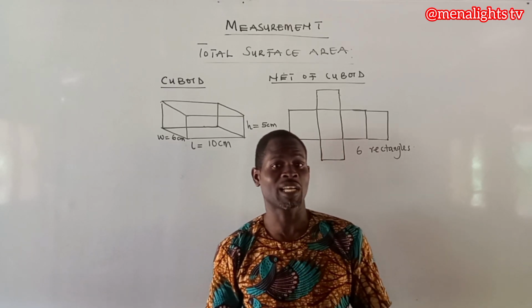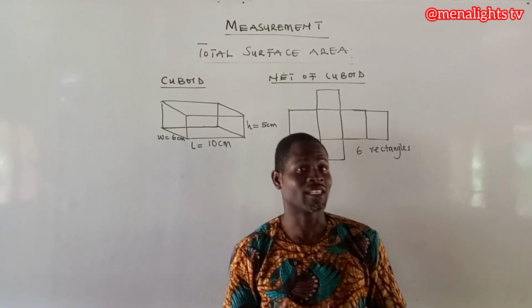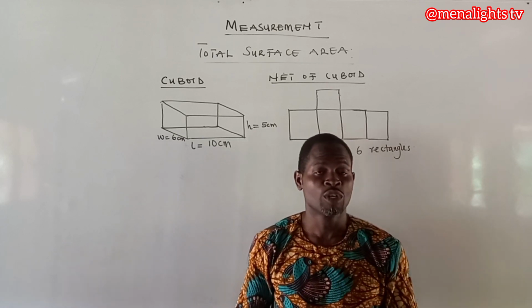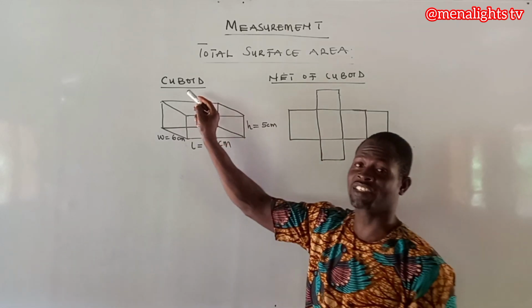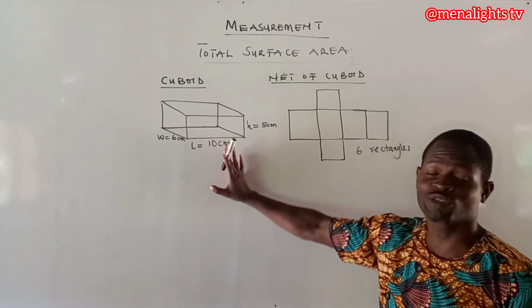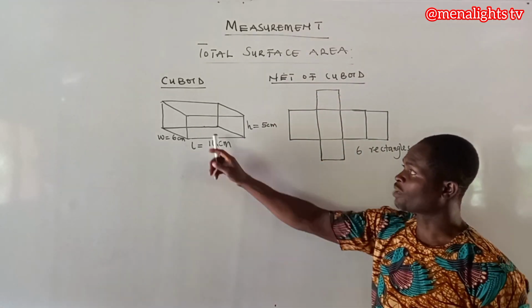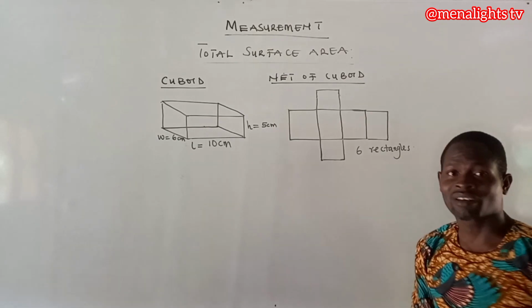So as we have started with measurement, we are still continuing to look at some solids and how to find their total surface area and their volume. Today our lesson is going to be based on cuboid, and this is the cuboid not drawn to scale. Then we have the net of a cuboid. So this is the cuboid, this is the net of the cuboid, and this cuboid has about 6 rectangles.